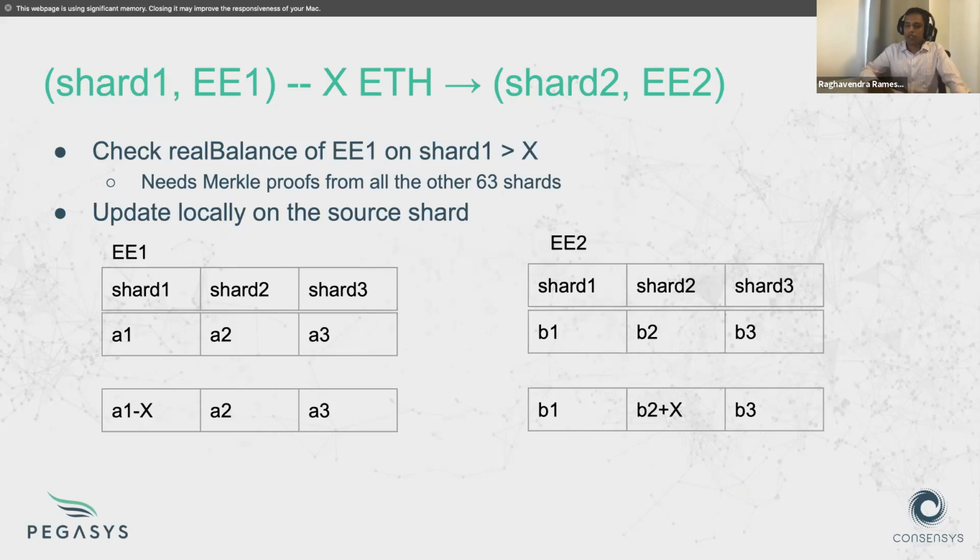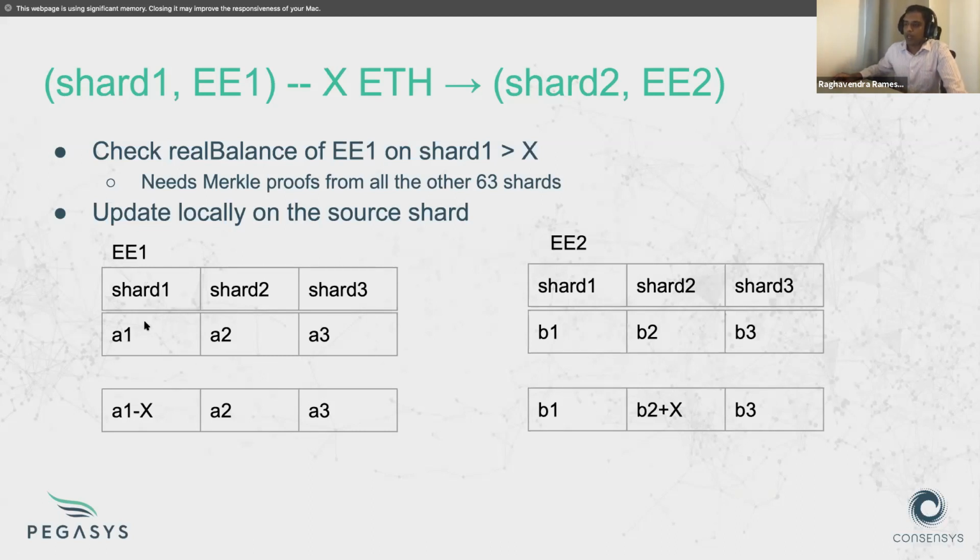And once this check is passed, that the real balance of E1 on shard 1 is more than X, then all we have to do is update locally on the source shard. Now remember that all the tables I'm describing here are on shard 1, nothing on shard 2. So shard 1 has 2 rows, one specifically for E1 and one for E2. This is before executing this transaction, and this is after.